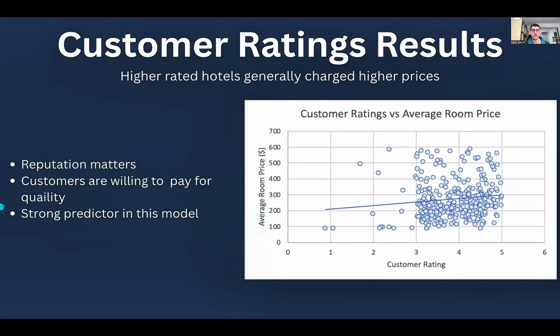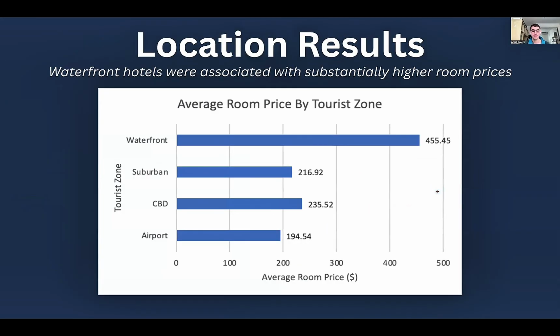The model also showed that hotels with stronger customer ratings tended to charge higher prices. This suggests that customers are willing to pay more for hotels with better reputations and overall experiences. The results reinforce the importance of perceived quality within the hospitality industry.